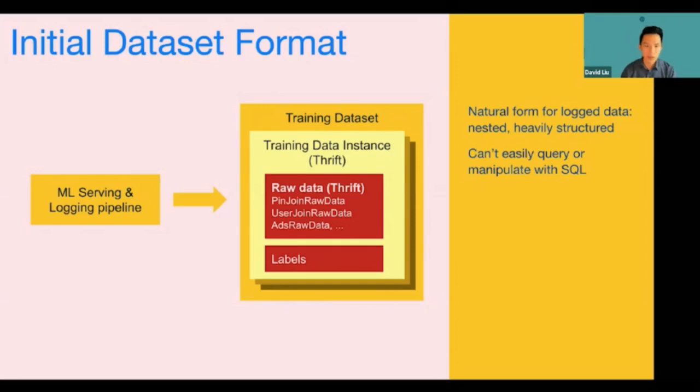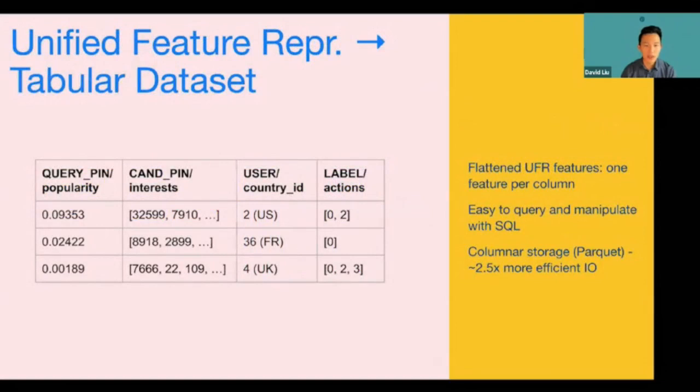But once we used a unified feature representation, it becomes possible to have a much simpler data set representation, which is a flattened table. So each column becomes a feature, and the data types are simple enough to manipulate directly in SQL. We also switched to Parquet as a columnar storage format, which compresses the data much better, and it's a lot faster to read.